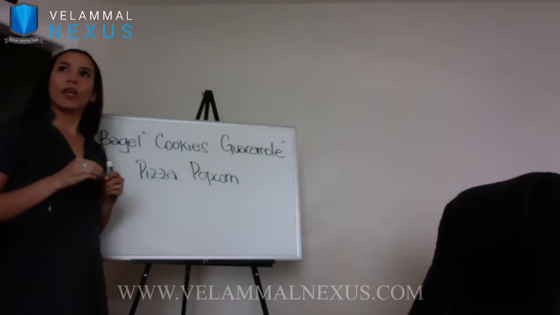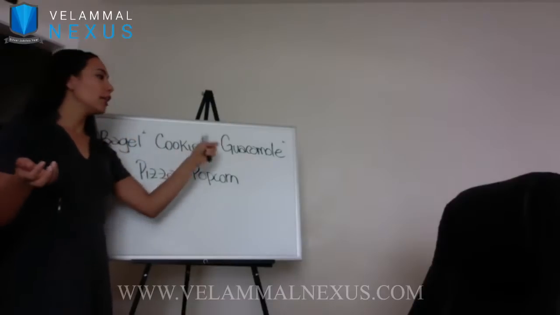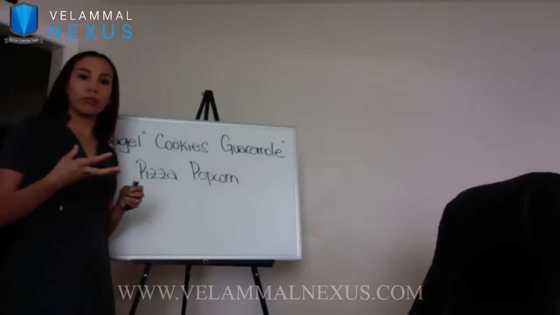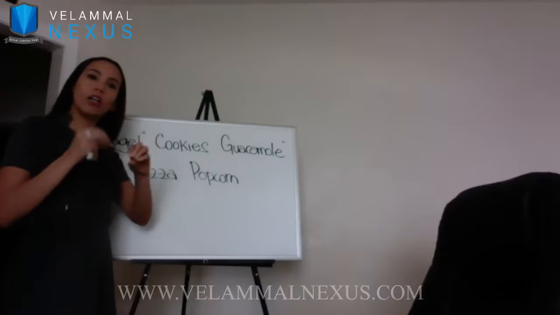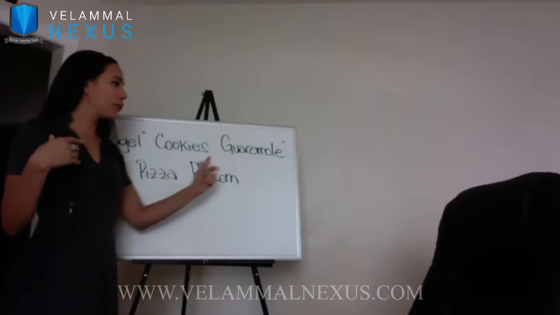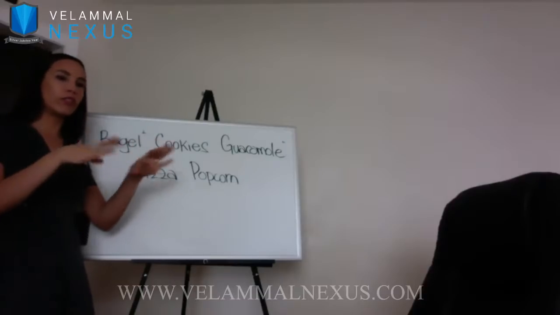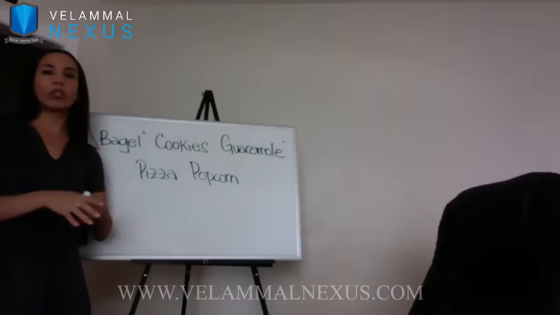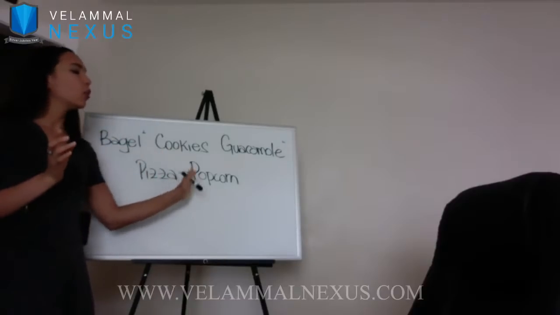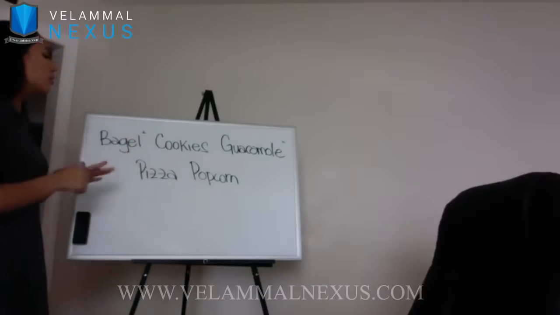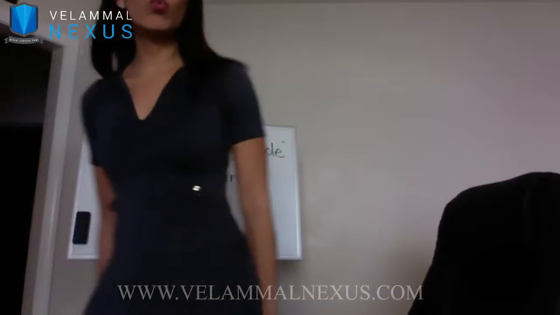Guacamole is very typical in South American cuisine. Its main ingredient is avocado. It's pretty much chopped avocado with salt, pepper, and maybe hot sauce. Okay, so that is guac. Pizza, I'm pretty sure you know it, Italian food, very famous. And then popcorn is corn that you pop, and then you put some salt, or some people put some sugar or caramel with it. So that's the vocabulary. So bagel, cookies, guac, pizza, and popcorn. We're going to go with the listening.